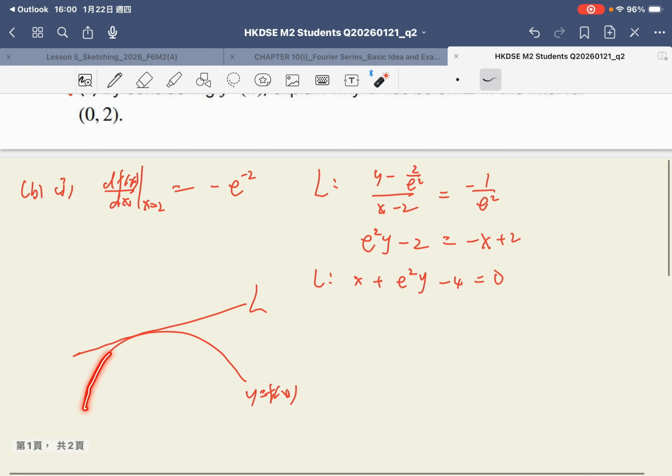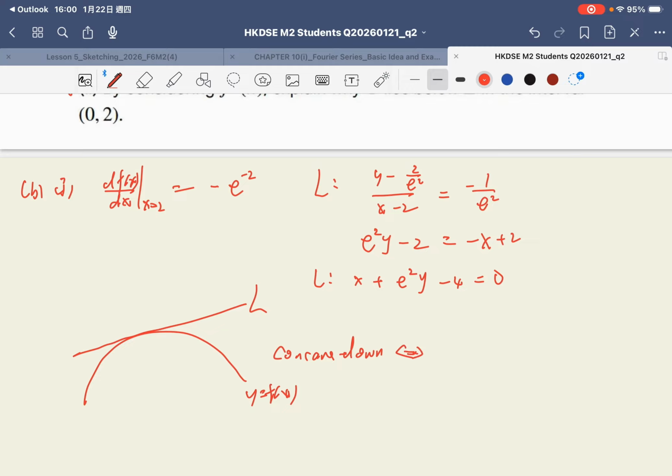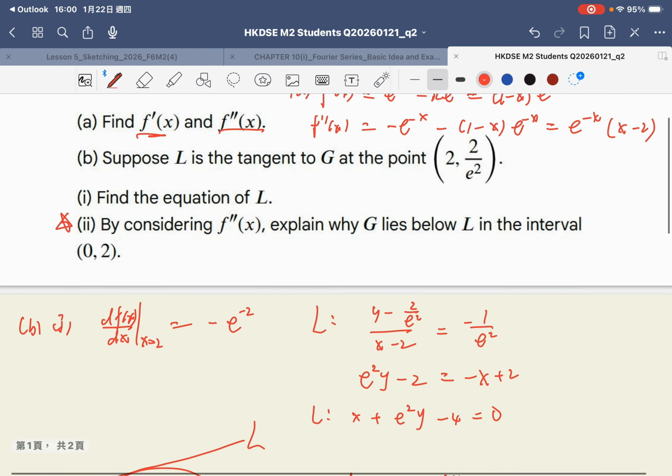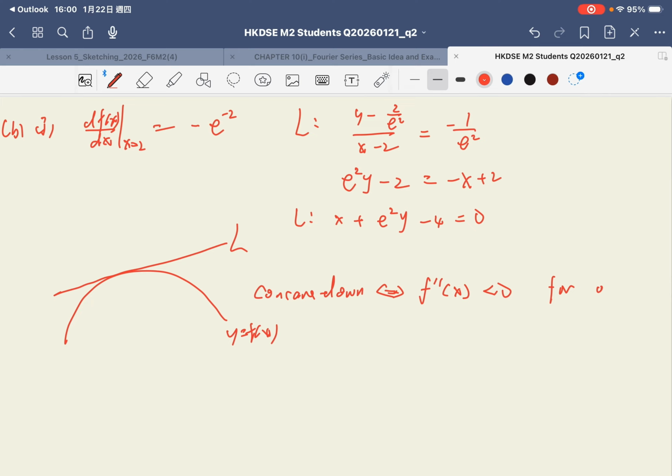If the graph has that shape, it should be called concave downward. Concave downward in mathematics is equivalent to the second derivative being negative. In this case, you have to show that in the interval (0, 2), the graph should be concave downward.